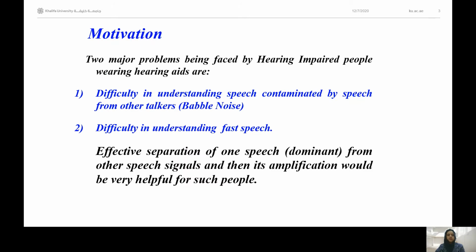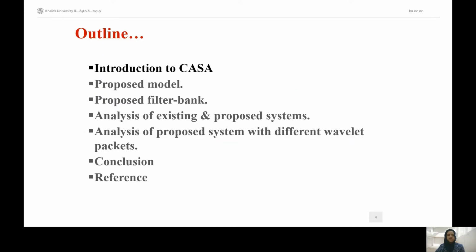The two major problems faced by hearing impaired people wearing hearing aids are difficulty in understanding speech contaminated by speech from other talkers, babble noise, and difficulty in understanding fast speech. Effective separation of one speech, that is the dominant signal, from other signals, and then its amplification would be very helpful for such people. These are the outlines of the presentation: introduction to CASA, proposed model, proposed filter bank, analysis of the proposed system with the state of the art, evaluation of the proposed framework using different wavelet packets, and conclusion.